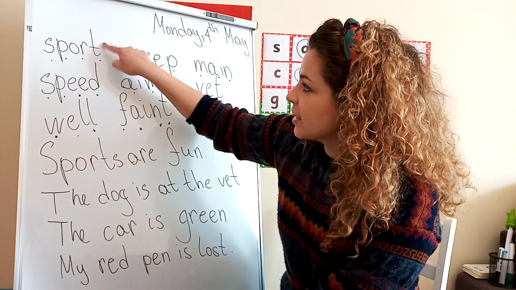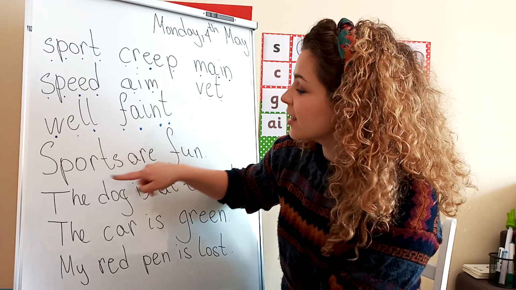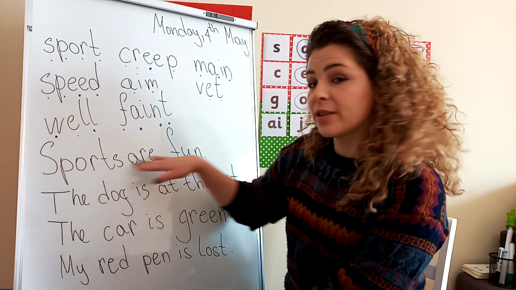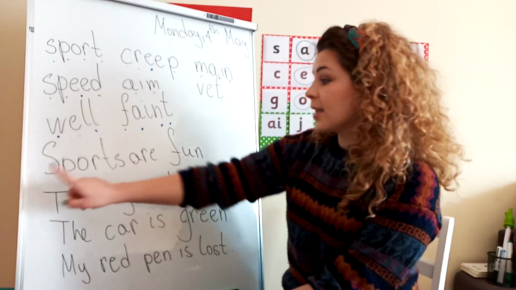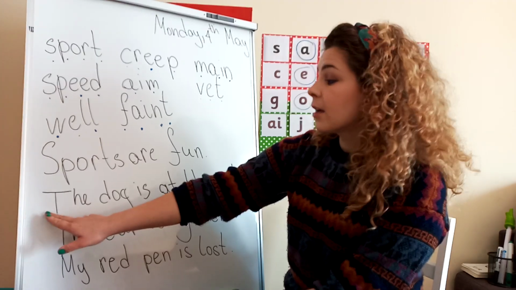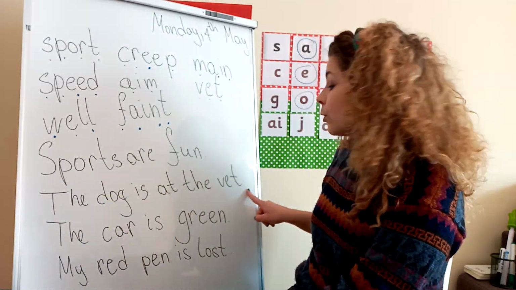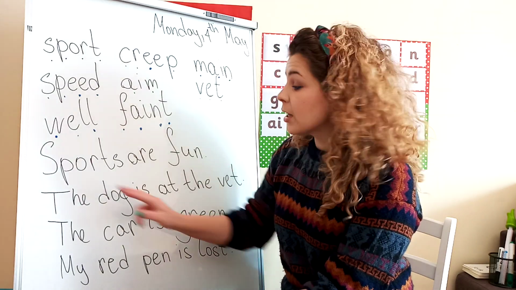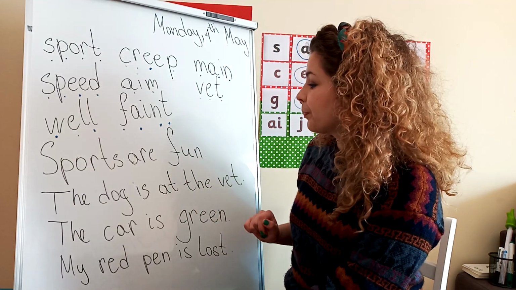Now, let's look at the first sentence. The first word is very similar to this one. We just have an extra S. Sports are fun. Sports are fun. Full stop at the end. Capital letter at the beginning. Okay? Next sentence. Again, capital letter at the beginning, full stop at the end. And this happens with all the sentences, okay? You need to remember, capital letter, full stop. So let's read.